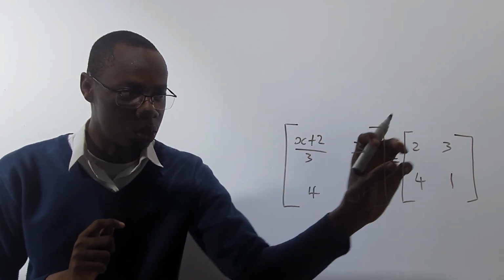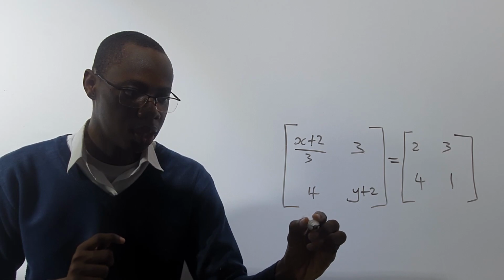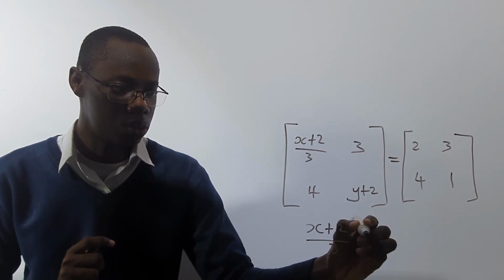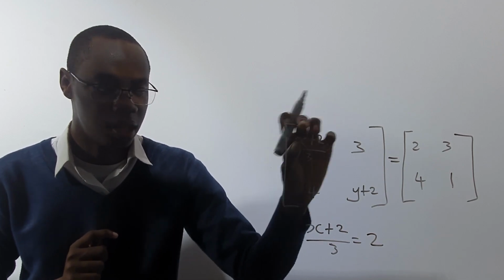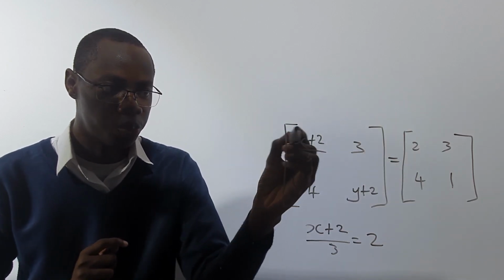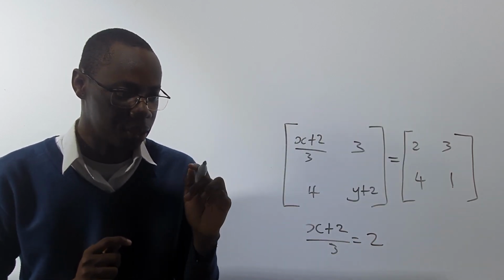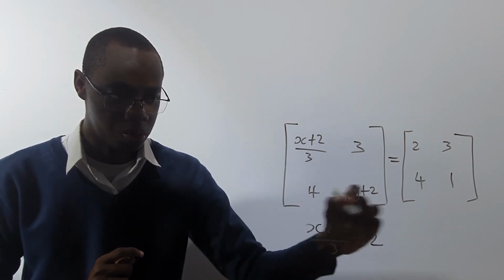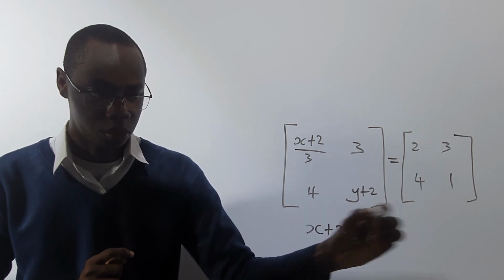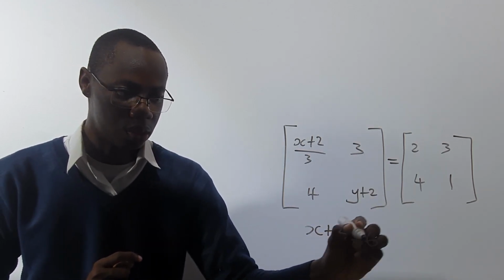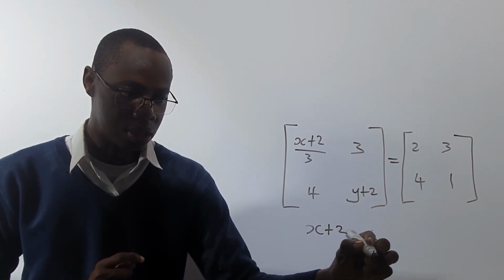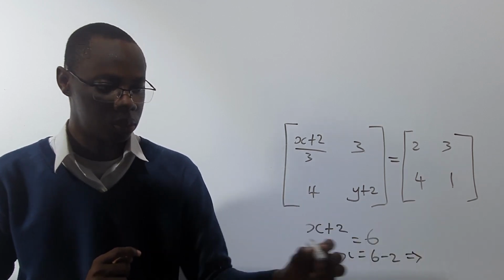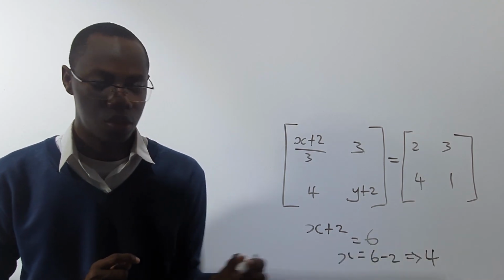So now you can see the reason why they are supposed to be in the same order. Now this is equal to this, meaning x plus 2 over 3 is equal to 2. This element here is equal to this element here. Make sure you watch the position of the matrix so you understand more. So multiply 3 on both sides, and then 3 times 2 will just become 6, and then subtract 2 from both sides, just bring 2 to this side. So x will be equal to 6 minus 2, and that will be equal to 4.